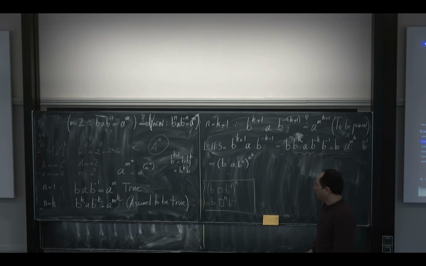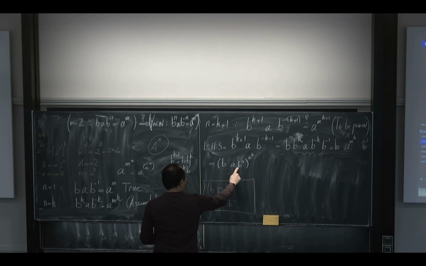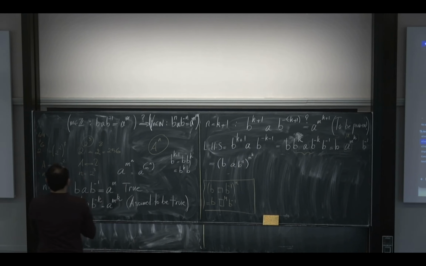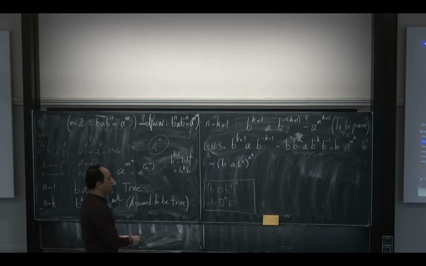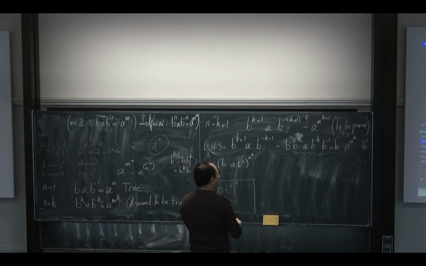Okay? But then, what I can do here, okay, but now b a b inverse is given to me from the very beginning. It is a to the mth. So this means that instead of this expression, I can write a to the mth, and then I have to the power of m to the power of k.